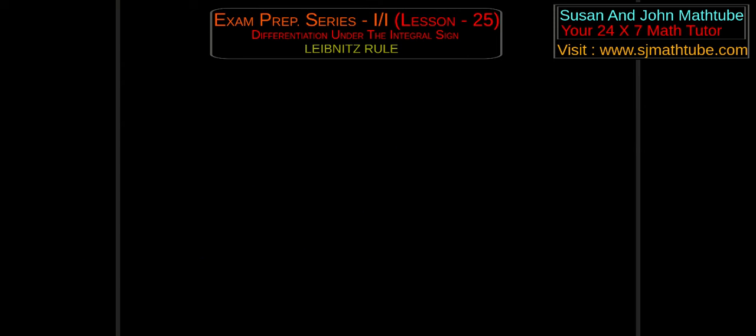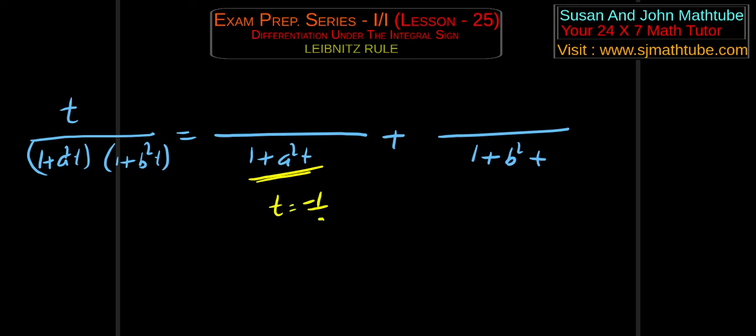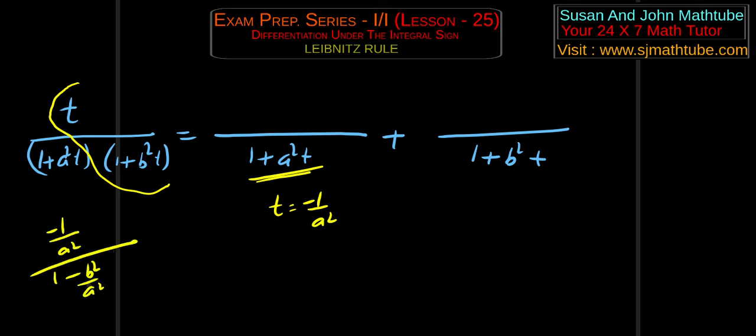So I'm going to write something secretly. So I'm going to write t by 1 plus a square into t, 1 plus b square times t, and I'll write 1 plus a square into t plus 1 plus b square into t. Now tell me, when will this vanish? When t equal to minus 1 by a square. And I put it everywhere other than the first term, so I get minus 1 by a square by 1 minus b square by a square. So we get minus 1 by a square minus b square. So I'm going to write minus 1 by a square minus b square.